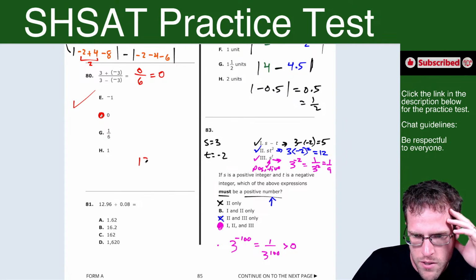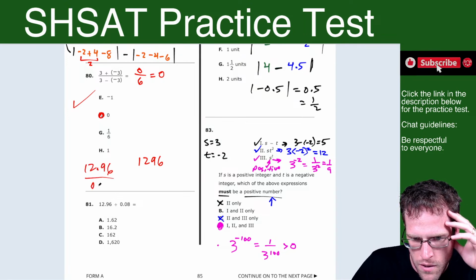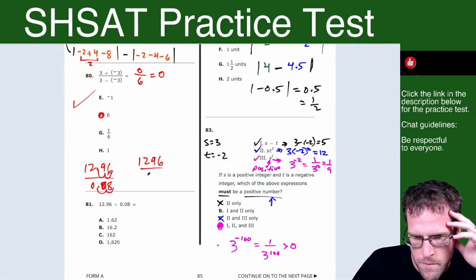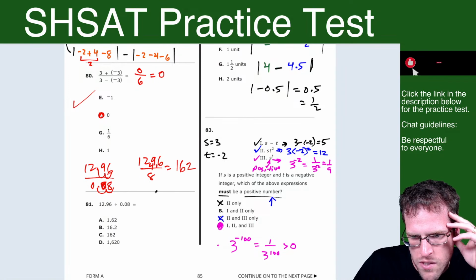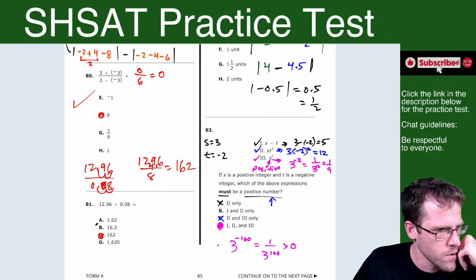Move the decimal twice. 1296. So I'm doing 12.96 over 0.08. Just move the decimal twice for both of these. Okay, and then 8 goes into 12 once with the remainder of 4. 8 goes into 49 6 times. That's 48 with the remainder of 1. 162. So 81, your choice C.